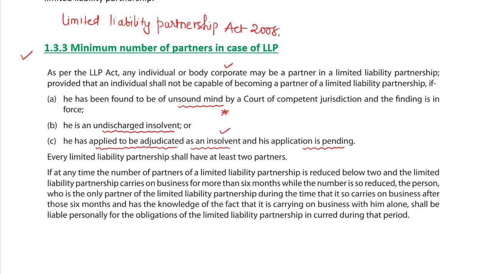Every limited liability partnership shall have at least two partners. If at any time the number of partners of an LLP is reduced below 2 and the limited liability partnership carries on business for more than 6 months while the number is so reduced, the person who is the only partner of the LLP during this time, that so carries on business after those 6 months and has the knowledge of the fact that it is carrying on business alone, shall be liable personally for the obligations of the limited liability partnership incurred during that period, but after 6 months. I believe you understood.